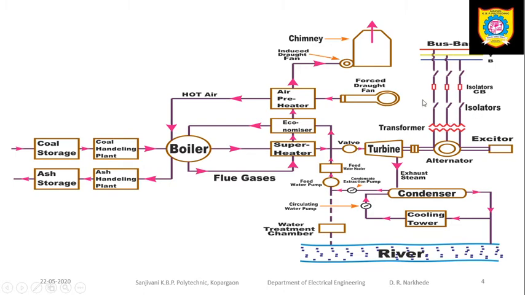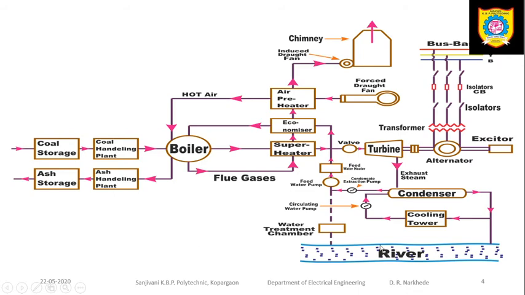Then there is an isolator, circuit breakers, and then finally it is connected to the bus bar. Now, what happens with the exhaust steam? After completion of the work, the steam is exhausted from the turbine. This steam is condensed in the condenser or in the cooling tower. After condensing, the steam is again given to the feed water system.